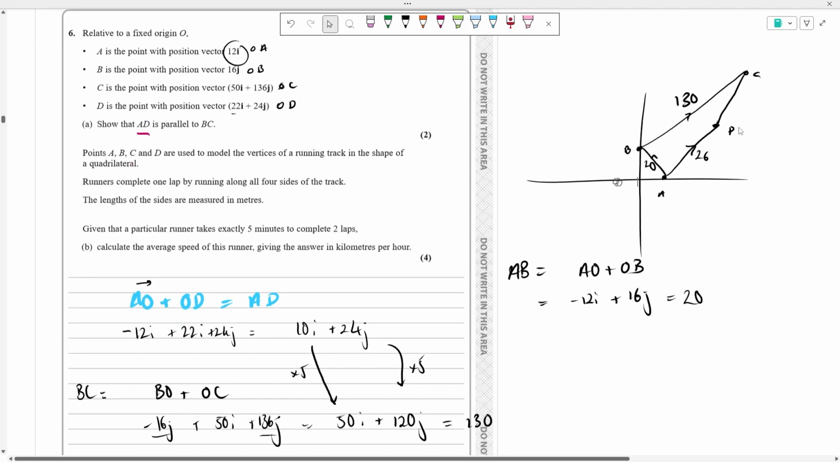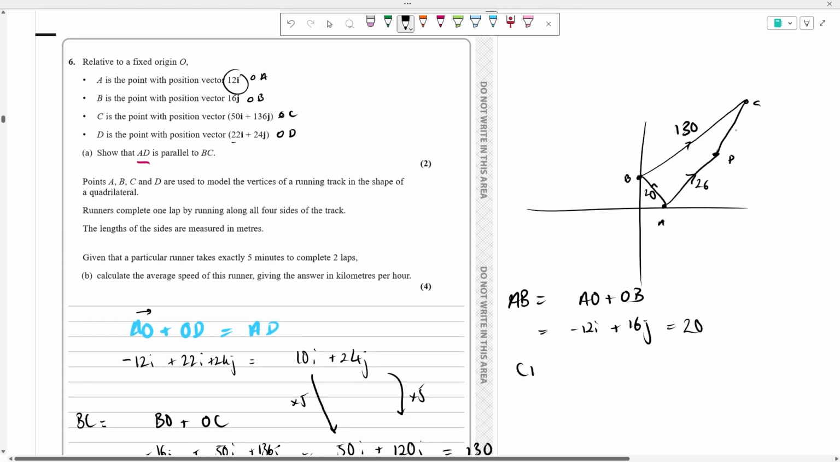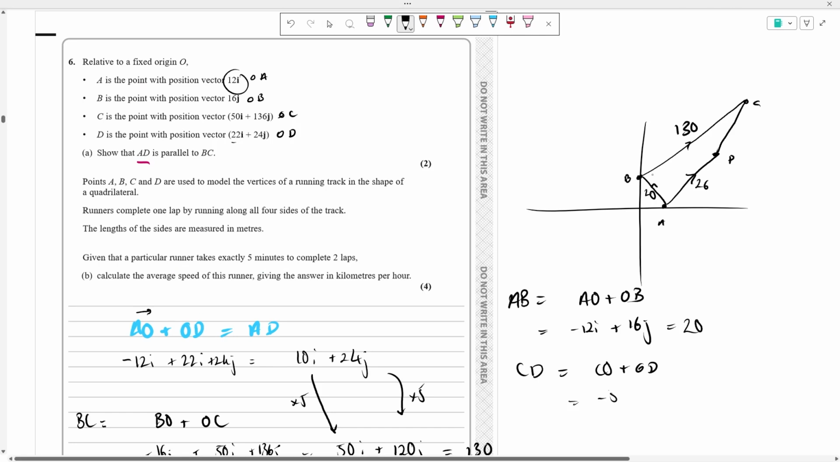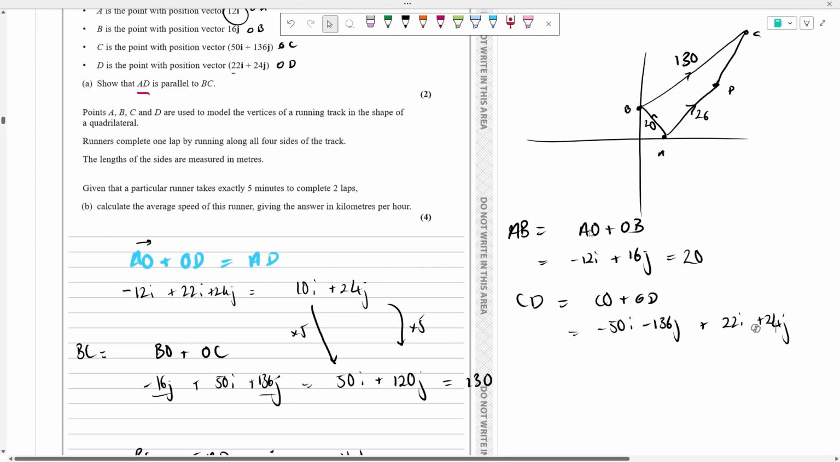And let's do the same thing for C to D. C to D is going to be C to O plus O to D. That's going to be minus 50i minus 136j. So I've flipped my OC vector, and then my O to D just remains the same. And then let's go ahead and simplify this.